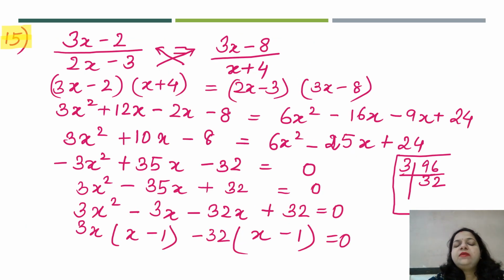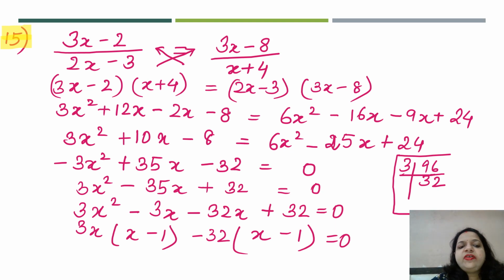Now coming to question number 15, children, from the exercise 5b. 3x minus 2 upon 2x minus 3 is equal to 3x minus 8 upon x plus 4. Here what we will do, we will cross multiply both sides. So 3x minus 2 into x plus 4 is equal to 2x minus 3 into 3x minus 8.